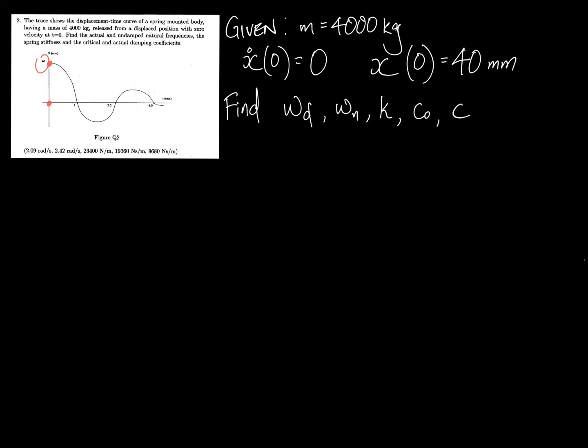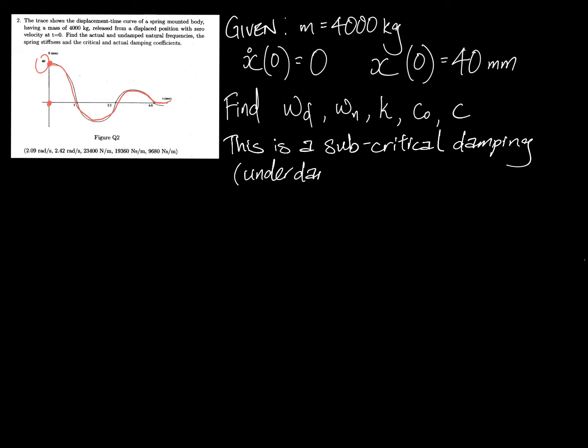So what system is this? If we observe from the graph, we can see the amplitude is diminishing over time, right? So this is a subcritical damping. We can also call it underdamped. And for such system, the damping ratio zeta will be less than 1.